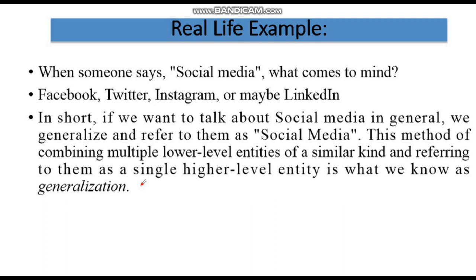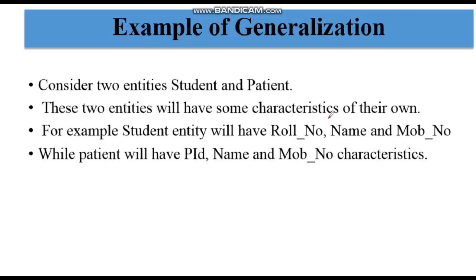Okay? So basically what it is telling, the lower level entities over here, Facebook, Twitter, Instagram, LinkedIn, these are the lower level entities. And if I ask someone, what is this? Obviously, what comes into your mind is nothing but social media. That means we are combining multiple lower level entities of similar kind, and we are making a higher level entity. And this process is called the generalization process. Let's see the diagram of this.